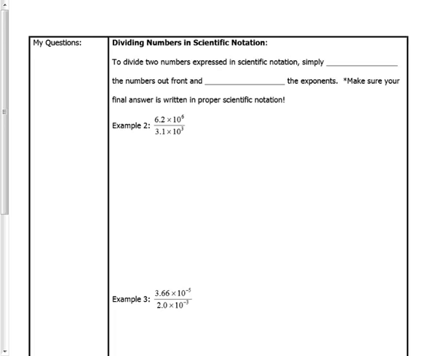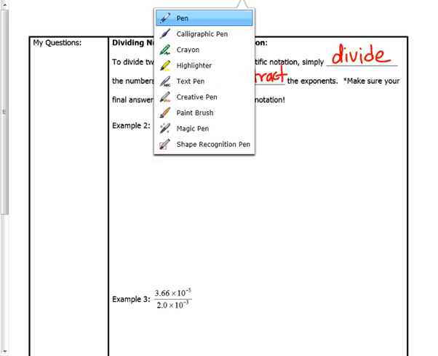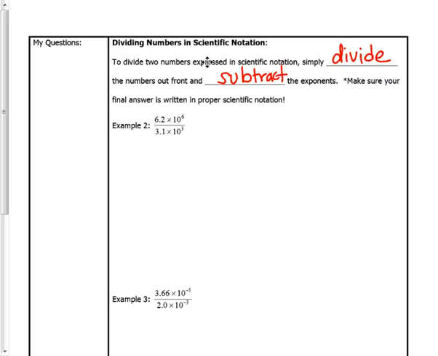So let's try dividing then. Dividing numbers, so remember when we divide our exponents, we subtract. So the same rule applies here. To divide two numbers expressed in scientific notation, we're going to divide those coefficients out in front, and then we're going to subtract the exponents. Again, we want to make sure that it is written in proper scientific notation. So your final answer should have the decimal between the first two numbers there that are greater than 0.